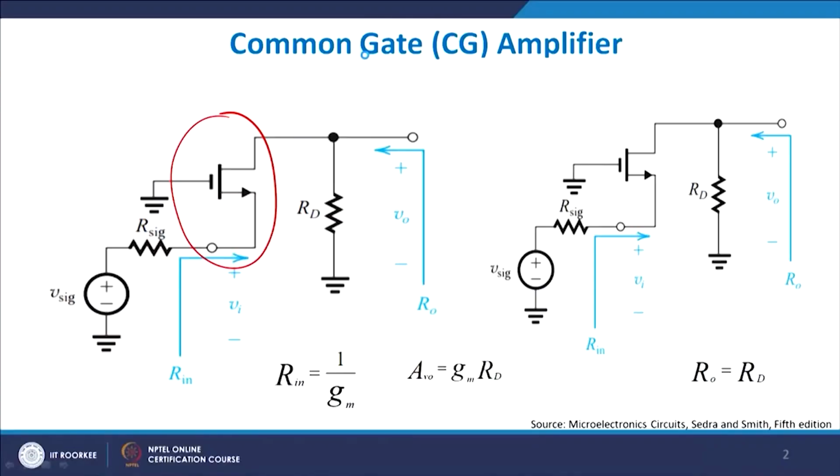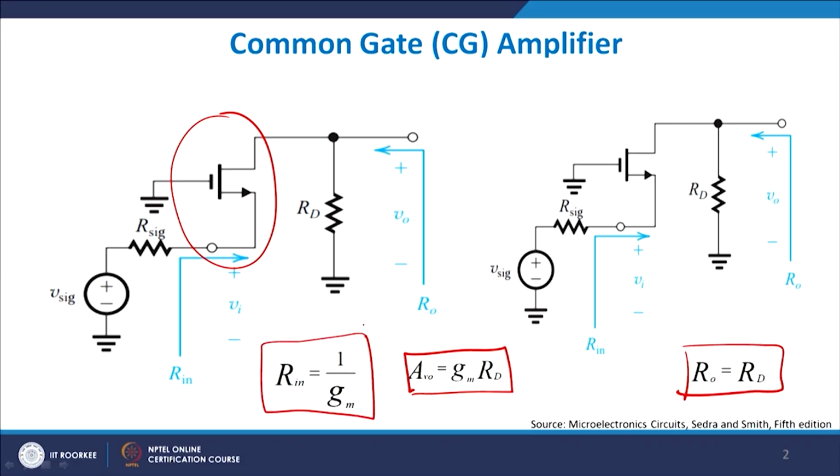We come to the next part. So, common gate we have finished. We see that AV0 is GM times RD, and your output impedance is approximately equal to RD, and input impedance is 1 by GM, right. So, it is just the common gate configuration which you see.